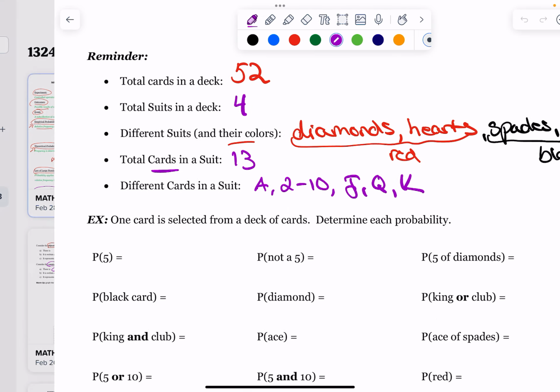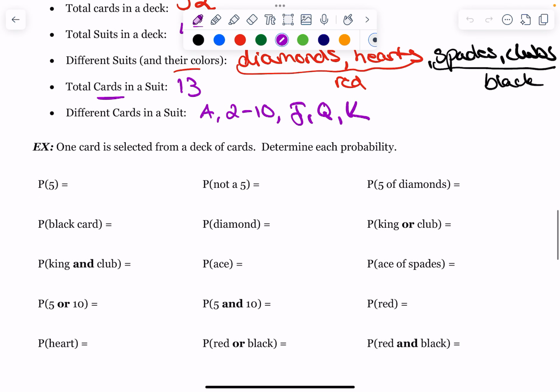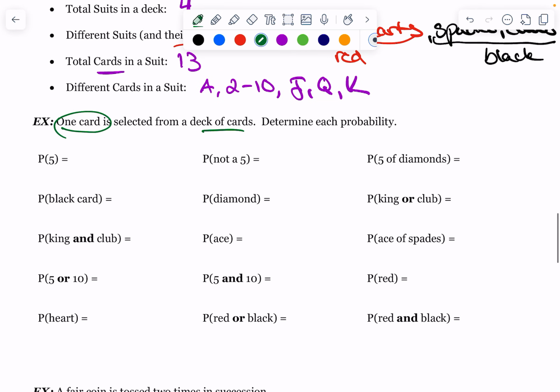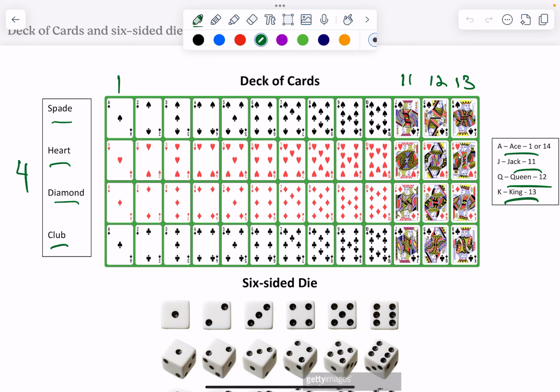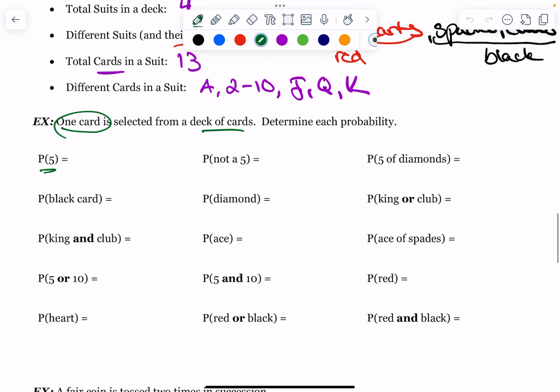Okay, next we're gonna do the probability. So one card is selected from a deck of cards, determine each probability. So probability of it being a 5, if we go back here and look, all of these cards are 5s. So we're going to write, there's 4 different possibilities for a 5, and that is out of the 52 cards that we've got in a deck. So this simplifies to 1/13.